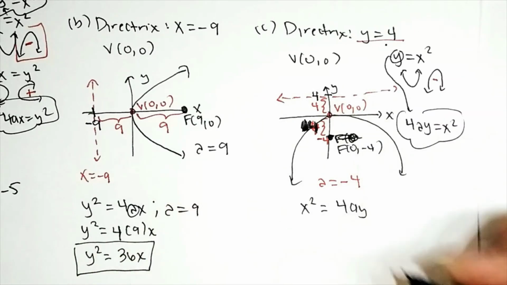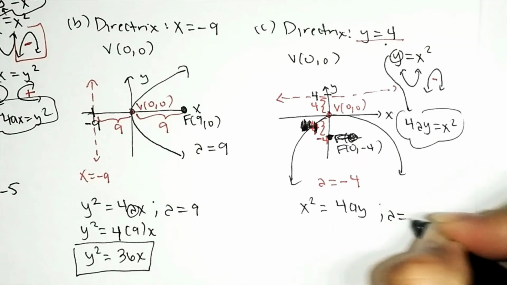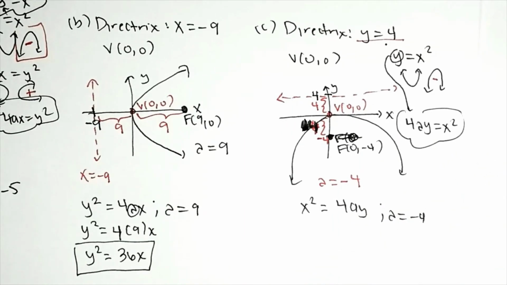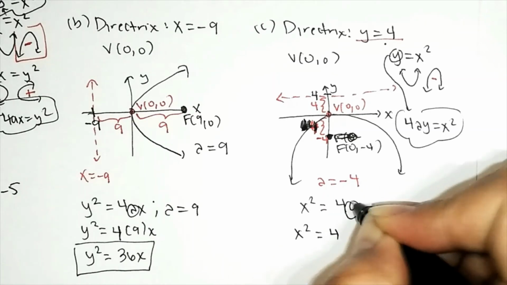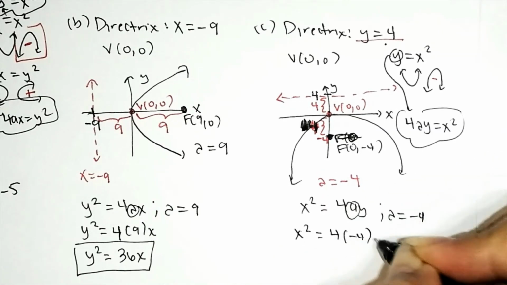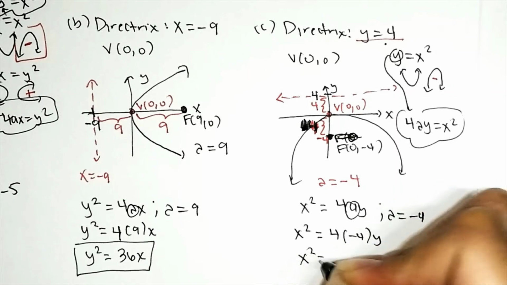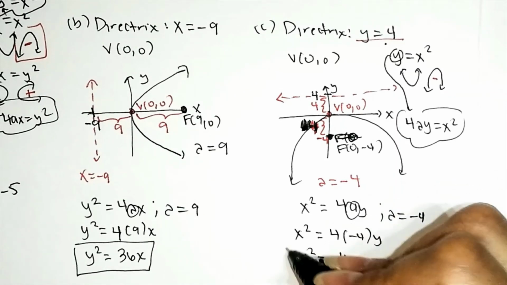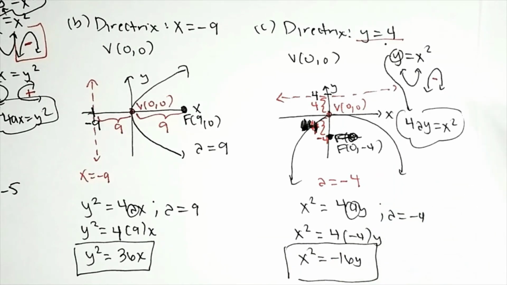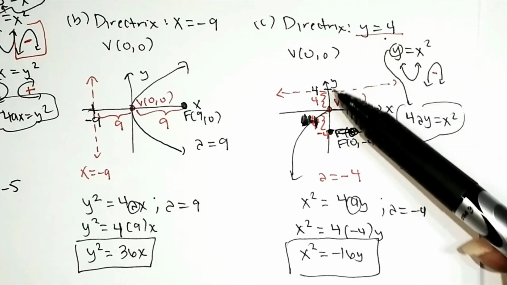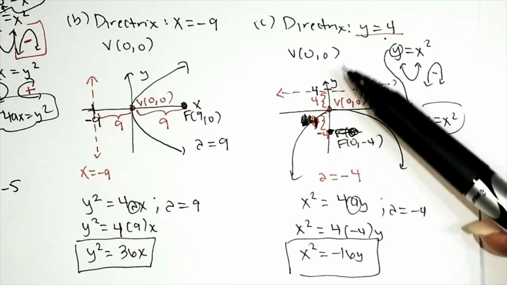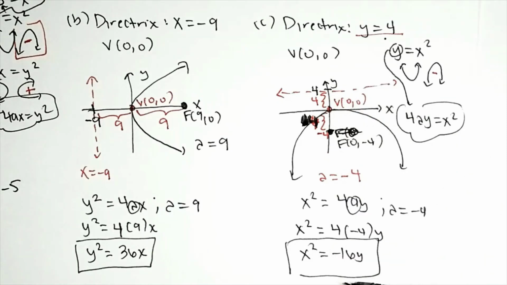Let's plug in what we know. So we have a equals -4, plug in the -4 for a. So we have x squared equals 4 times a, value of a is -4, and thanks to your hard work, we want to tell the reader that the equation of a parabola with directrix y equals 4, vertex at the origin, the y-axis as the axis of symmetry, that equation is given by x squared equals -16y.